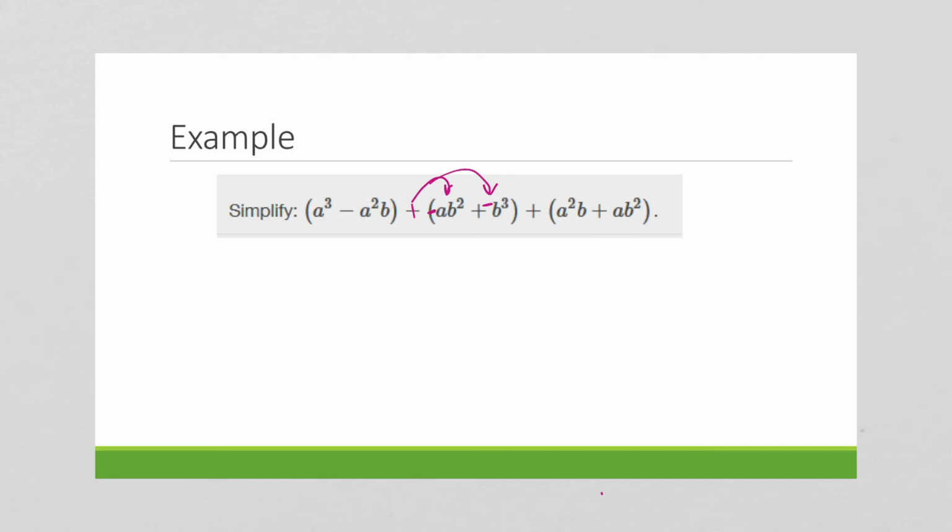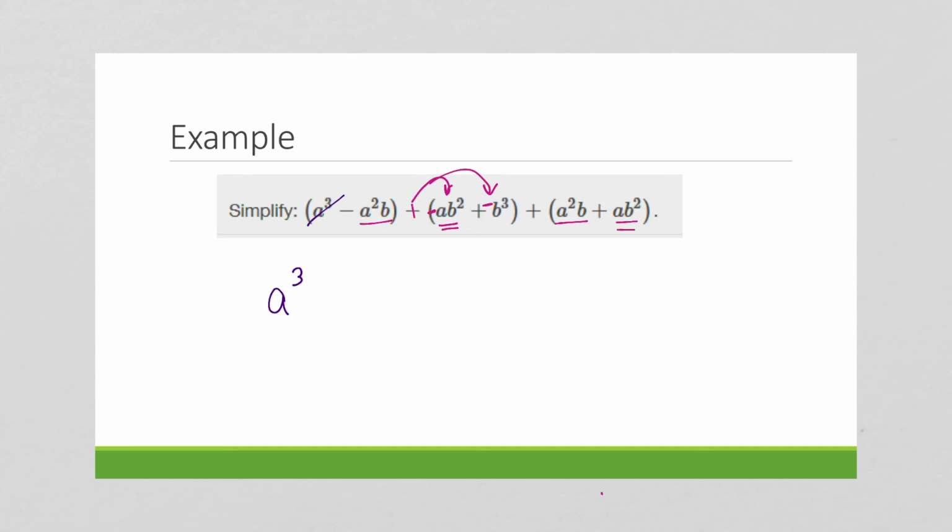Now, our like terms, let's see here. A squared b, this would be this and this. ab squared would be that and that. And that's it. Those are the only like terms that we have here. Remember, it has to have the exact same variable or variables and the exact same exponent or exponents. Okay, so a to the third power, this guy, goes away.